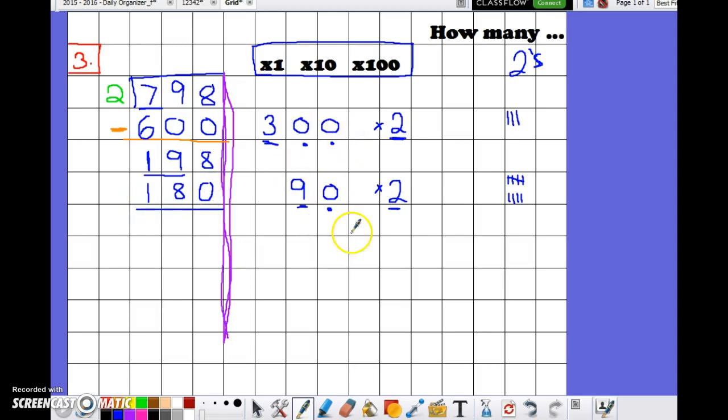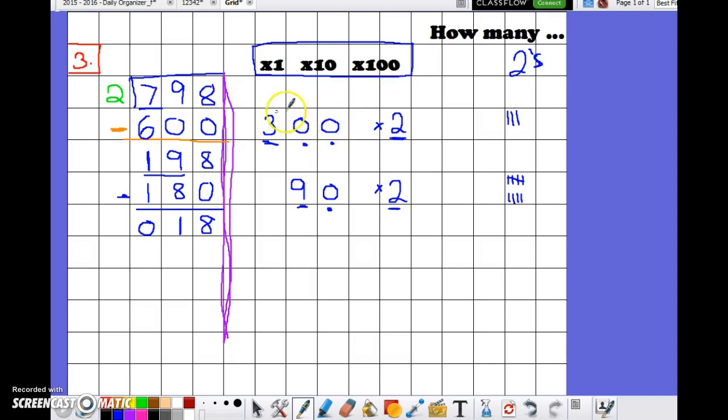I multiply on the right, and I subtract inside underneath the dividend. 8 minus 0 is 8. 9 minus 8 is 1. And 1 minus 1 is 0. I'm still not done because I need to make sure I go over each place value.